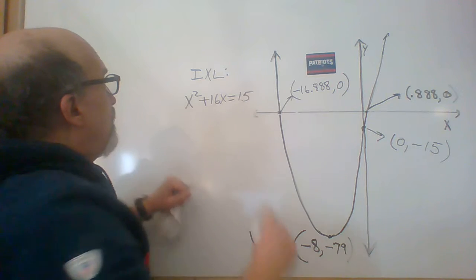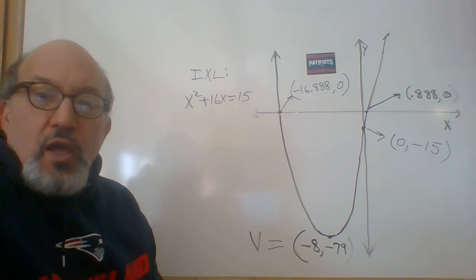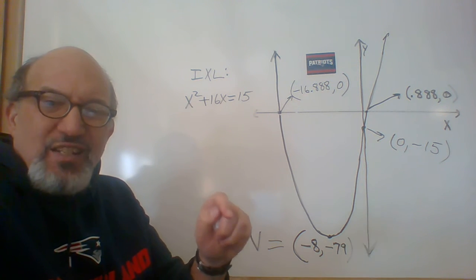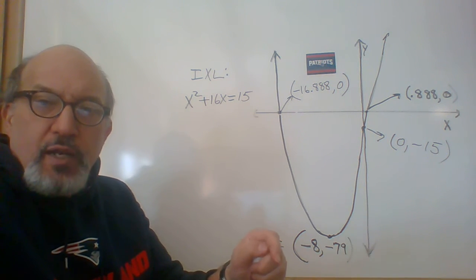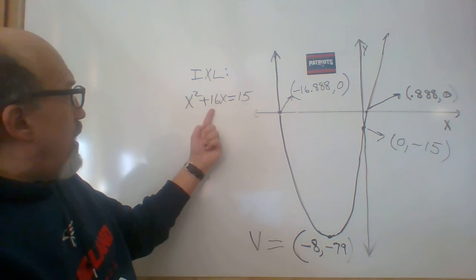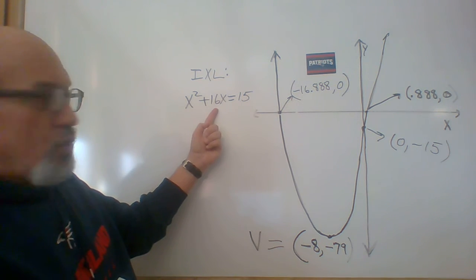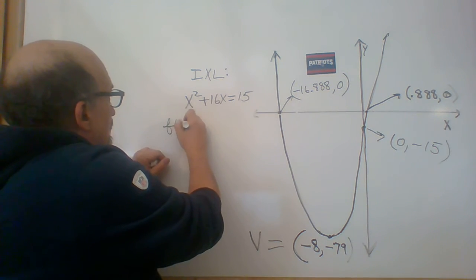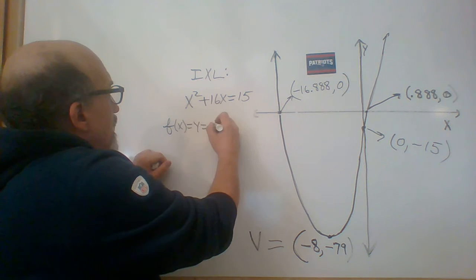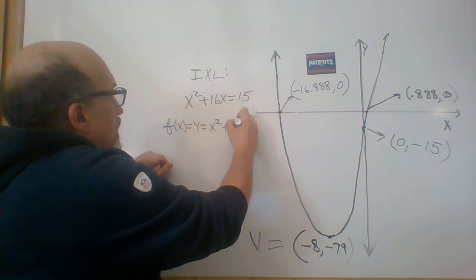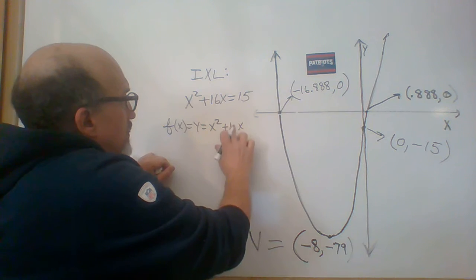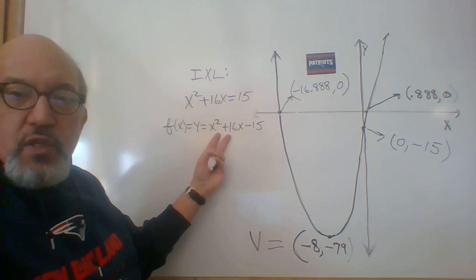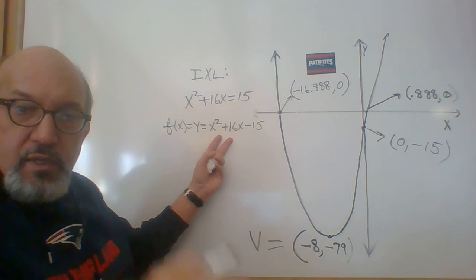equals 15. All right. Anytime you have a quadratic equation, you have to realize that it is associated with a particular quadratic function. What is the quadratic function here that this equation is associated with? We'll back up a little bit, and you would see that it is f of x equals y equals x squared plus 16x minus 15.